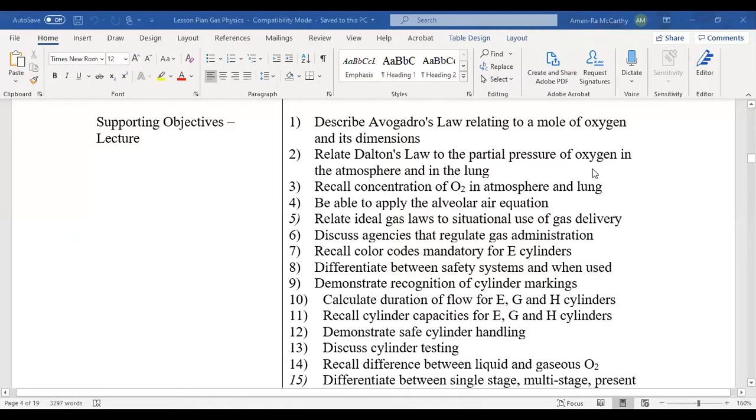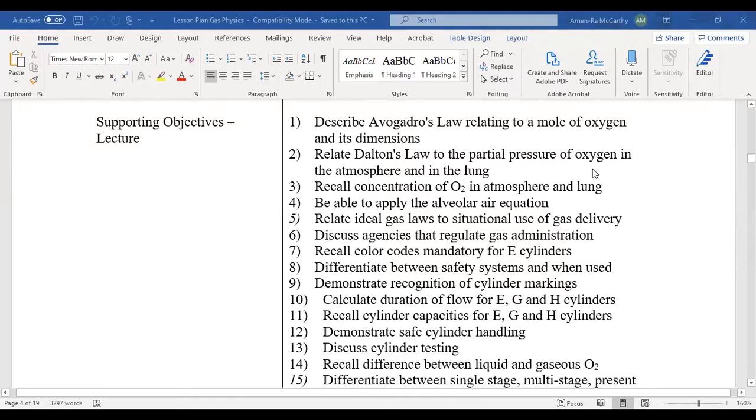All right, so in this lesson, the student will be able to describe Avogadro's law relating to a mole of oxygen. So now you've got laws again. You need to make sure you're putting your laws on one sheet of paper. We had Laplace, we had Poiseuille, right? We had Henry, Graham, and now we're talking about Avogadro. Avogadro. The mole is what I call it. Like a little mole in your backyard named Avogadro. He talks about a mole of oxygen.